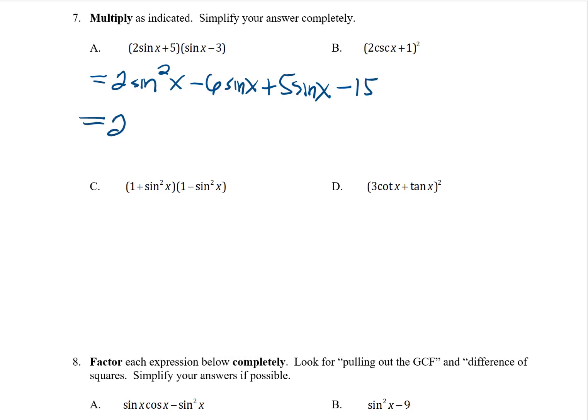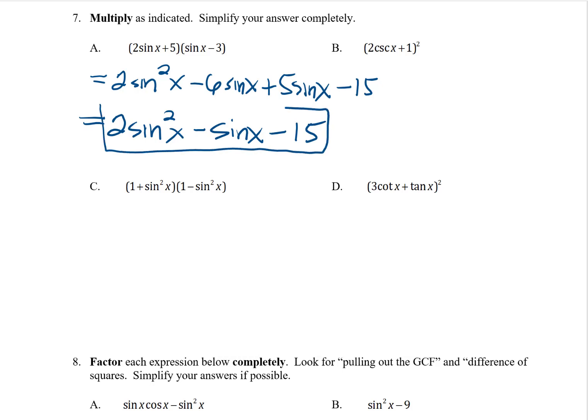I have a couple of like terms in the middle, so minus 6 and plus 5 makes minus sine x. And that's it. There's no other like terms, so I'm finished.